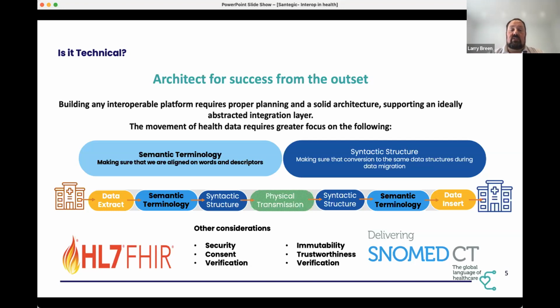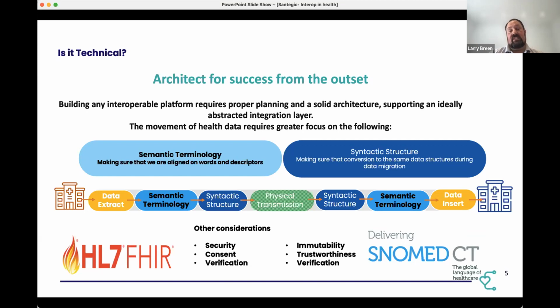Another area for consideration is that we do need to look at security, we need to look at consent, we need to look at verification. They're all key aspects of health data in particular, more so than anything else, and we need to be extra precious on that side of it. Looking at immutability, trustworthiness, and verification. So again, we're getting back to that whole piece.